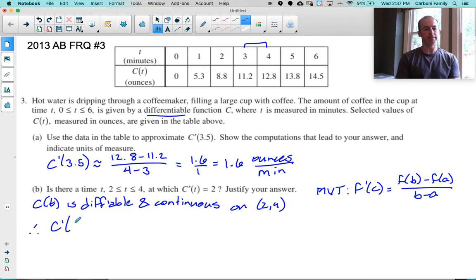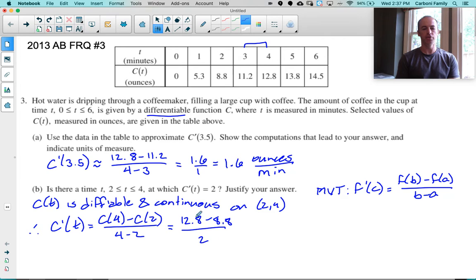Therefore, C prime of t must equal C of 4 minus C of 2 over 4 minus 2. And I always start by trying going from endpoint to endpoint, because most of the time that works. C of 4 is 12.8. C of 2 is 8.8. All divided by 2. And that does end up being 4 divided by 2, which is 2. And that is the value I wanted to achieve. And so that must be true for some t on the interval 2 to 4. So there is your justification for that problem.